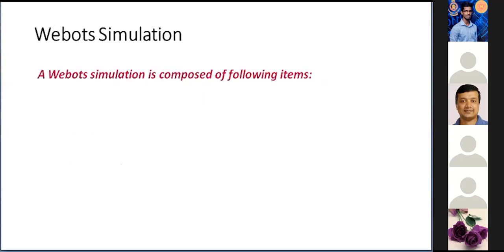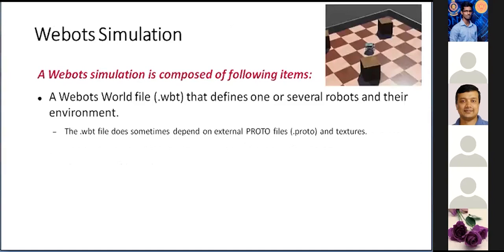So the Webots simulation is composed of a couple of items. The first one is the world. The world is the robot and the simulation environment. It is known as a WBT file. It defines one or several robots and their environment. You can create different terrains. Usually you start with the normal flat rectangular surface, but of course, as you saw in the video, you can create different terrains.